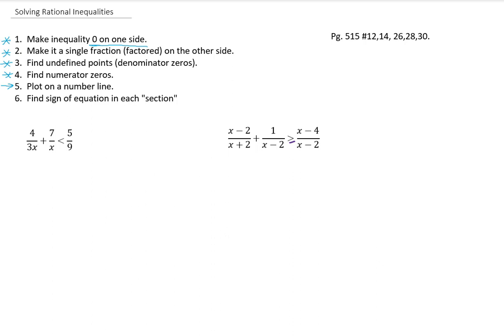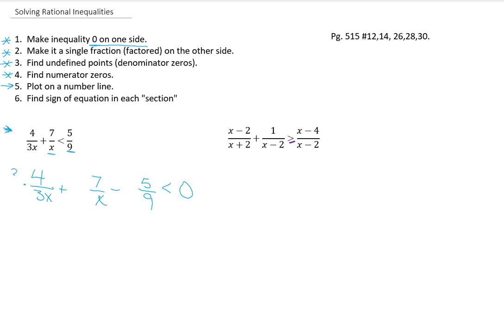Okay, so I'm going to do this first example here on the left. Looks like we're going to need a common denominator of 9 and x. First, I'm going to move the 5 over 9 to the left side, so we're going to have 4 over 3x plus 7 over x minus 5 over 9 is less than 0. All I did was subtract the 5/9, so I left my inequality the same.